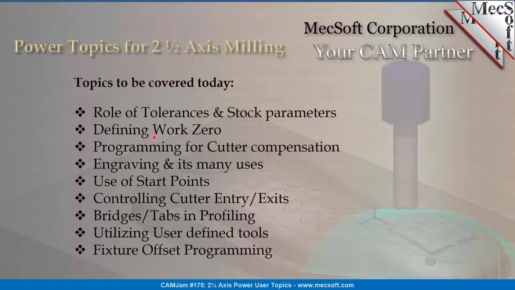Followed by defining work zeros and how to control your machining using work zeros and repositioning your part or your stock model in different places on your work table. Cutter compensation, and then engraving. The engraving method is a very versatile method, and we found that our users use it in many different applications, and so we thought it would be worthwhile to actually go through that and show you how different customers are using it.